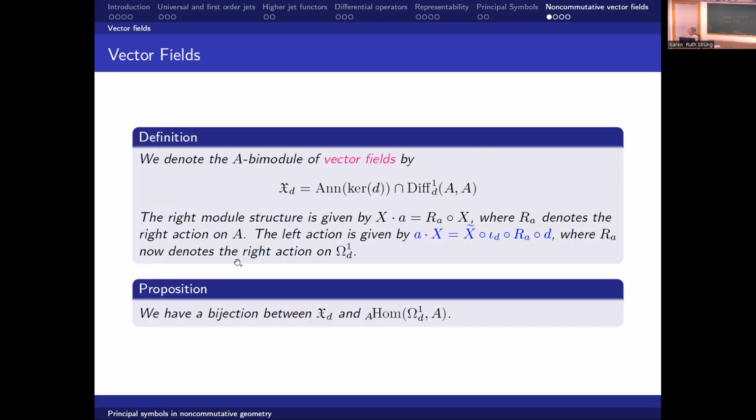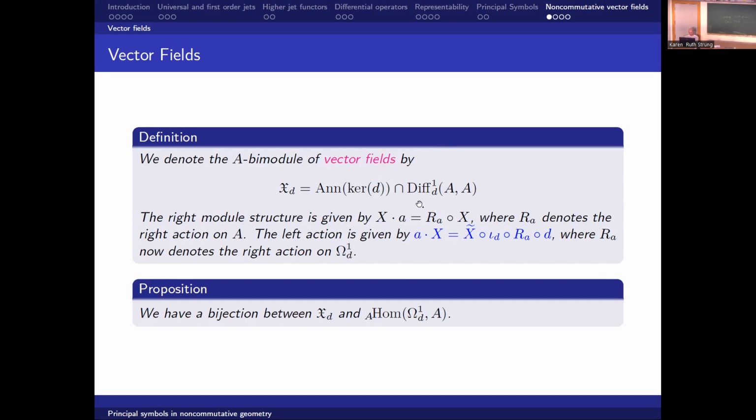Okay, so why would you want to have symbols? One use would be constructing a notion of Lie bracket in the non-commutative setting. If we want to do that, let's briefly talk about what vector fields would be, at least from our perspective in non-commutative geometry. For us, this would be a differential operator of order at most 1 from A to A, which also annihilates the kernel of D. Classically, the kernel of D contains things like locally constant functions. And this is a bimodule if you equip it with these two actions that we have here.